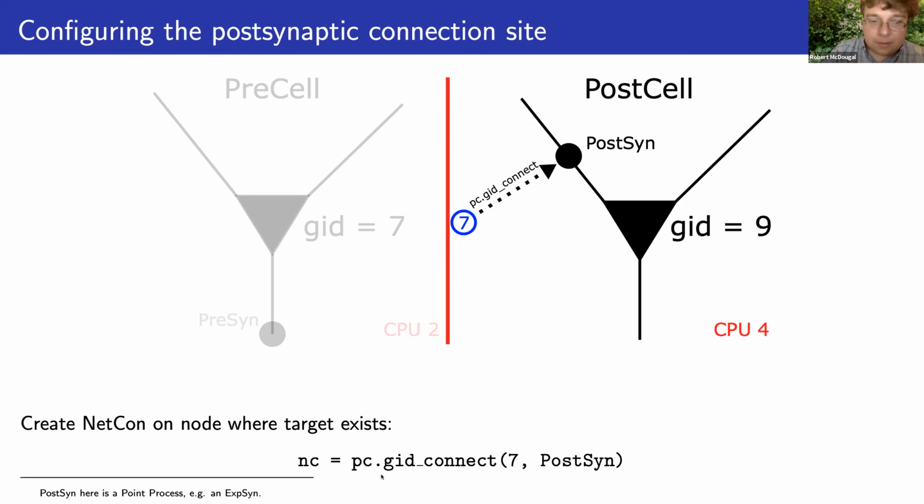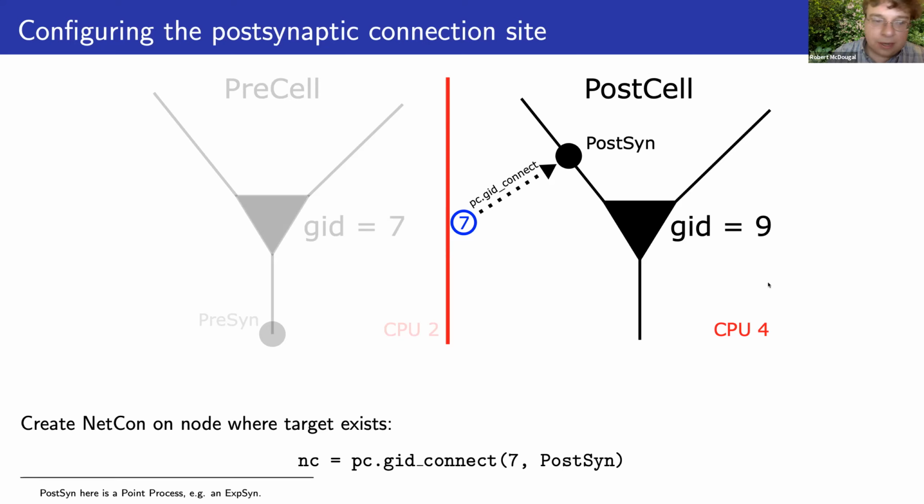What makes this possible is that on the postsynaptic side, we'll use the parallel context object and we'll use .gid_connect. And then we're going to say, hey, you remember that input from cell 7? You don't know anything about cell 7, but trust me, there's a cell 7. Now we're going to send that to the postsynaptic side. And this is going to return a netcon object. And once we have that netcon object, we can work with it. We can set the weights. We can do all of those things that we're used to working with netcons, but on the postsynaptic side.